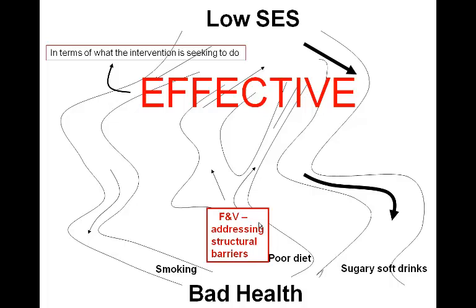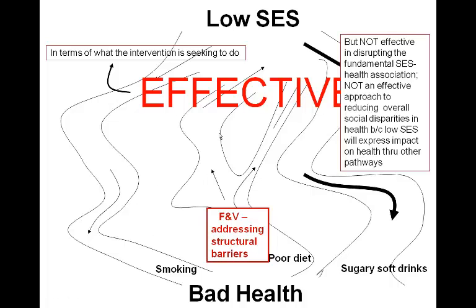But what fundamental causes tells us is that while effective in this particular way, we won't be effective in disrupting the fundamental relationship between SES and health. And with this approach, you see here the line is thicker, the channel here may be blocked, but you can see other pathways between low SES and bad health could assume a greater relative role in maintaining a relationship or social inequalities in health. So this would not be an effective approach to reducing overall social disparities in health, because low SES will express its impact on health through other pathways.